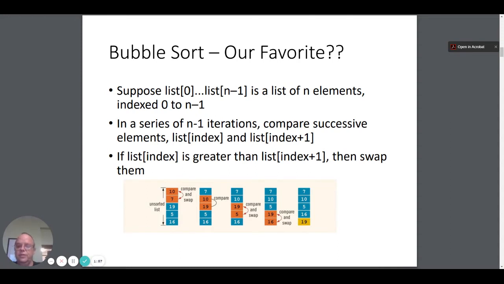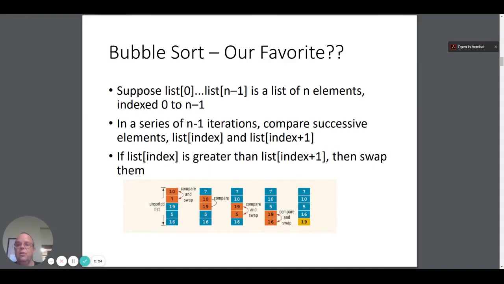So here we have a list: 10 and 7. 10 is bigger than 7, so we swap the 7 and 10. Now we move up and compare 10 and 19. 19 is bigger, so we don't need to swap. Move up: 19 and 5. 19 is bigger than 5, so swap them. And then we have 19 and 16, so we swap the 19 and 16. And then we repeat that until we get the largest items bubbling up to the end of the list.